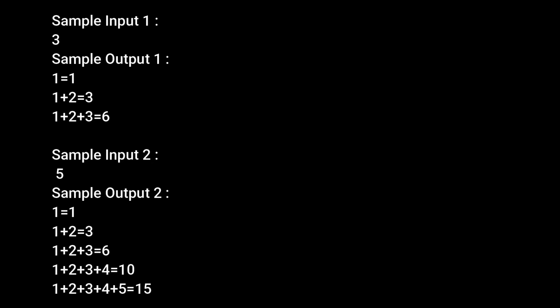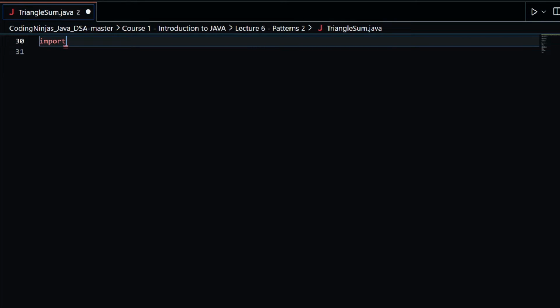If the input is 5, the output would be 1 = 1, 1 + 2 = 3, 1 + 2 + 3 = 6, 1 + 2 + 3 + 4 = 10, 1 + 2 + 3 + 4 + 5 = 15. Here is the Java program of triangle sum.